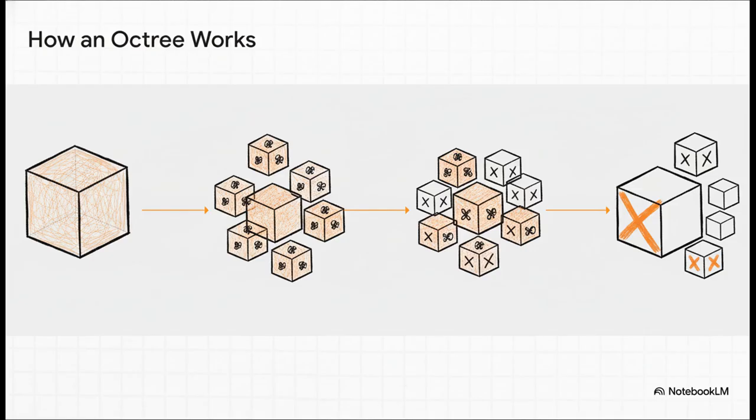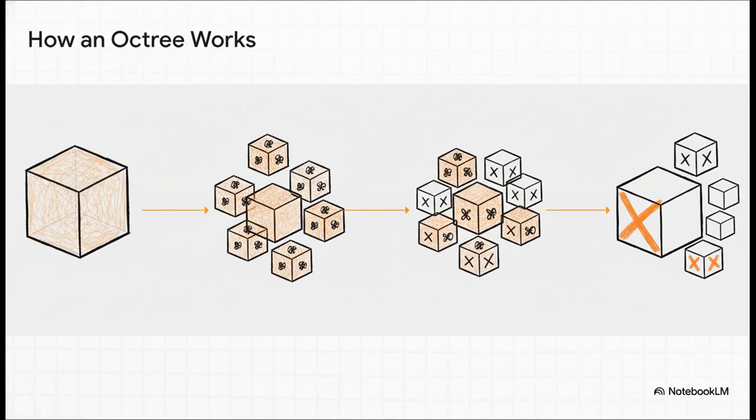You start with one giant cube that covers your entire object. Then you ask, is there anything in here? If the answer is yes, you split that cube into 8 smaller cubes. That's where the name Octree comes from. You just keep repeating that process, splitting the cubes that have data in them into smaller and smaller pieces.